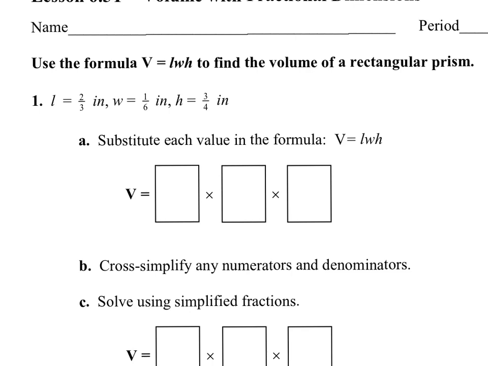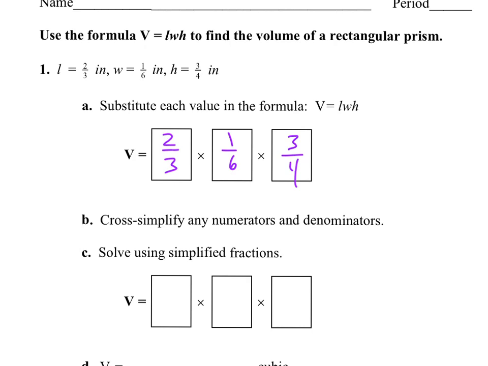For number 1, the length is equal to 2/3 inches, the width is equal to 1/6 of an inch, and the height is equal to 3/4 of an inch. For part A, it says substitute each value into the formula. So let's go ahead and do that. We've got 2/3 times 1/6 times 3/4.